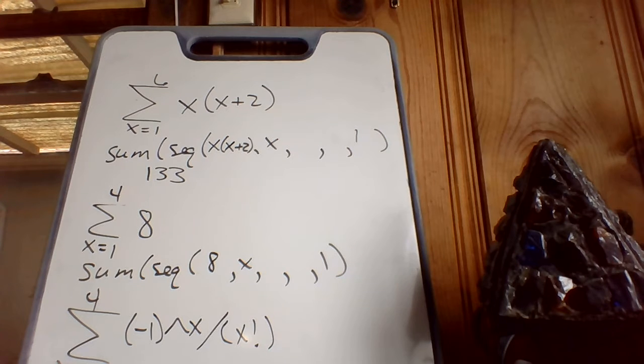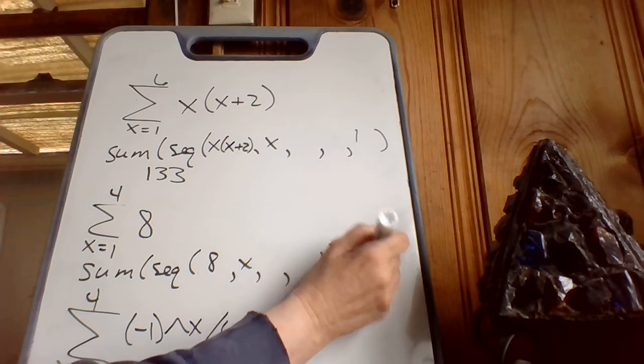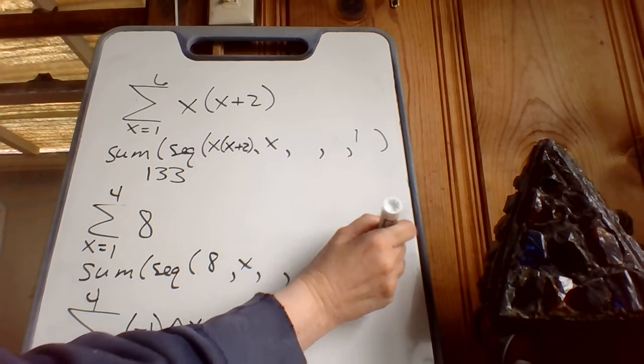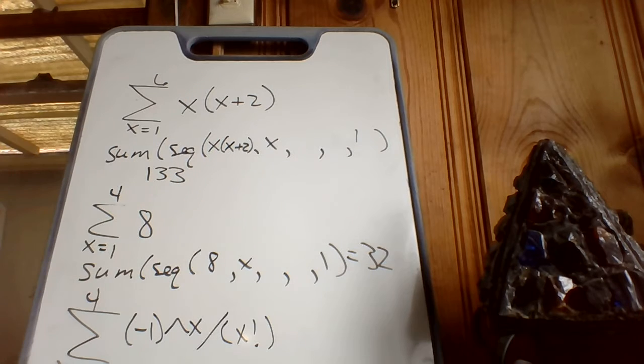And then my variable is x. And then I'm going to start at 1 and finish at 4. Step of 1. And it turns out the answer is 32. That's not actually too surprising, because all it did was say, oh, that's 8 plus 8 plus 8 plus 8. The first one was 8, the second one was 8, the third one was 8, the fourth one was 8. That's all it did. So that makes sense anyway.